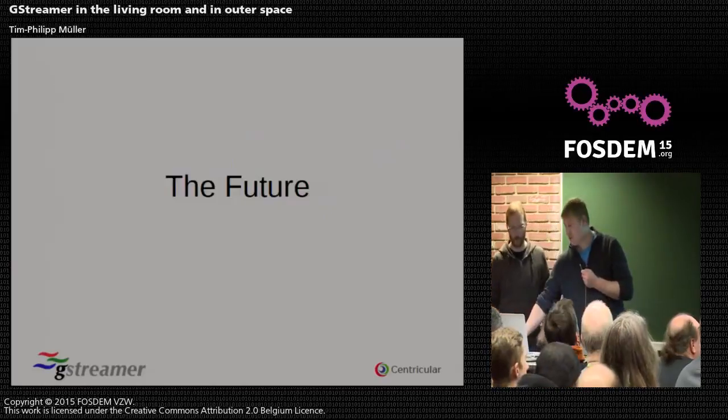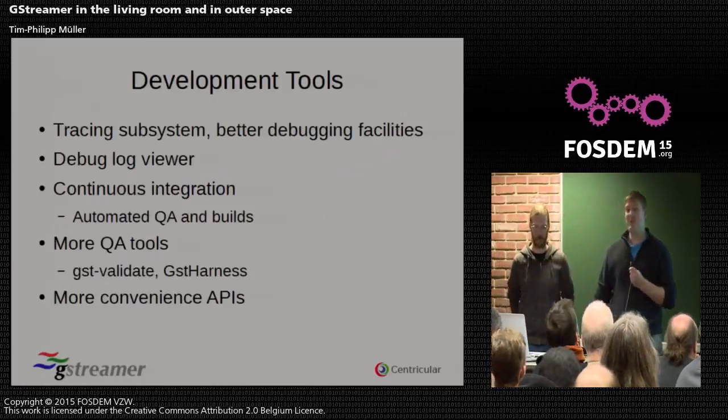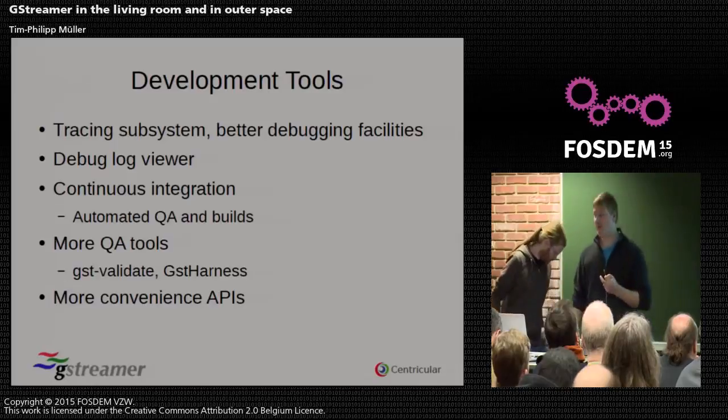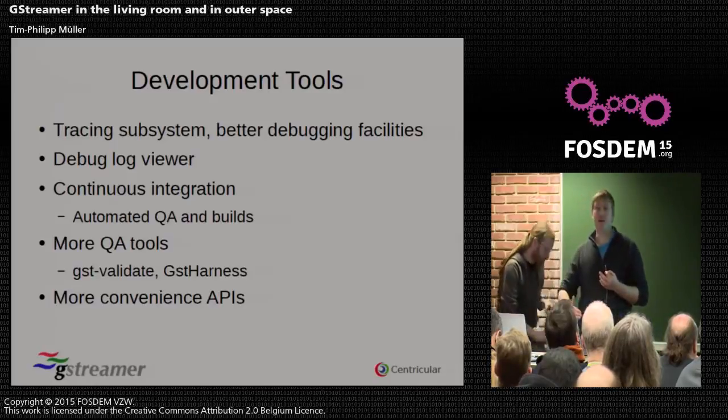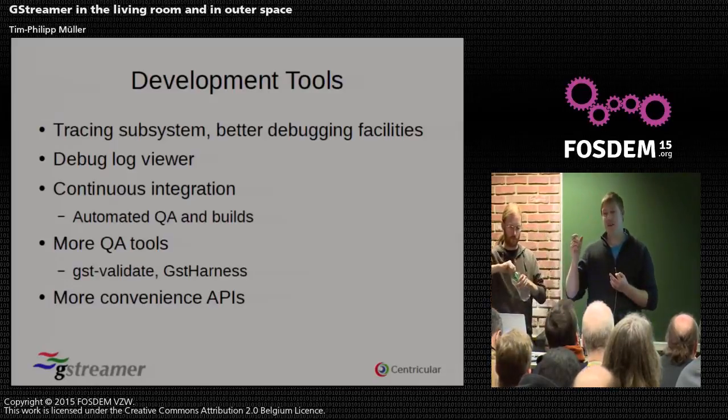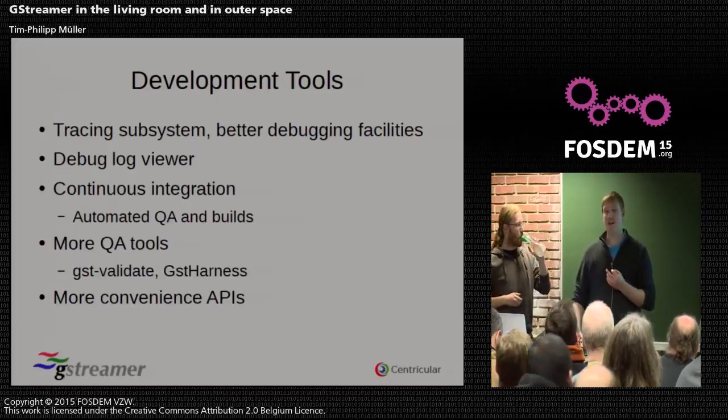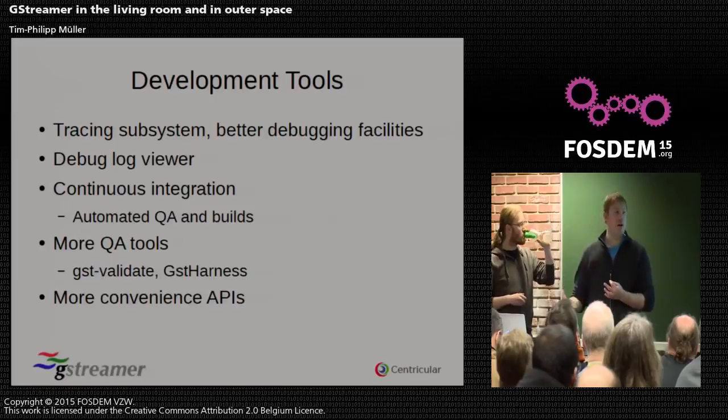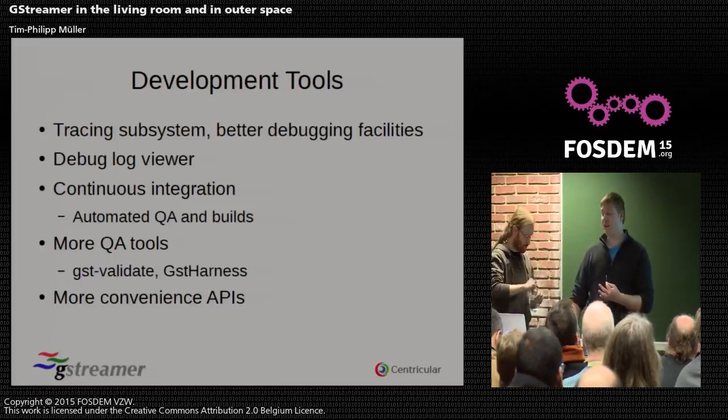Quick, the future, we don't have much time. What are we working on? What are we hoping to improve in the near future? Development tools, it's been one of our weak spots. There's a new tracing subsystem in Bugzilla. We still have to review it. Based on that, we hope that we'll be able to develop better tools for debugging and tracing stuff and performance optimizations.